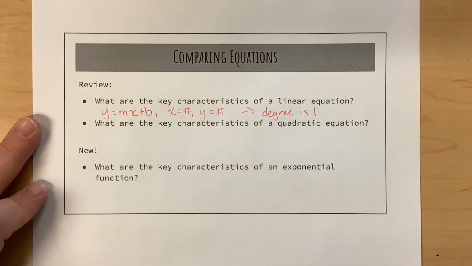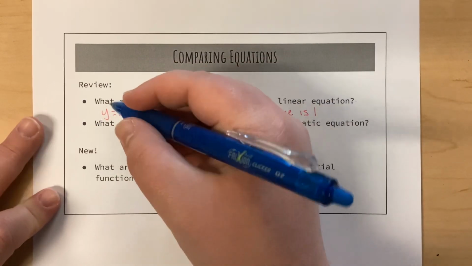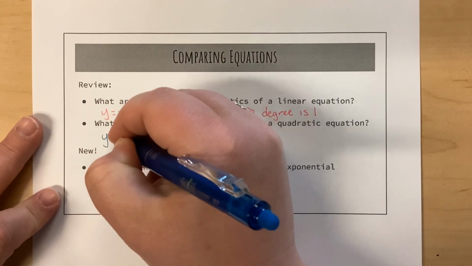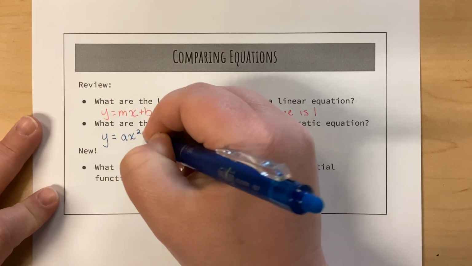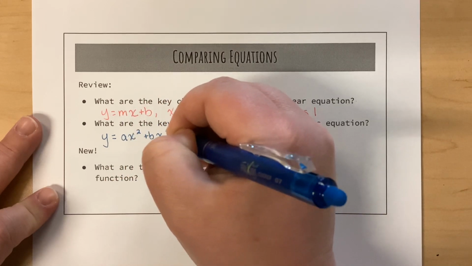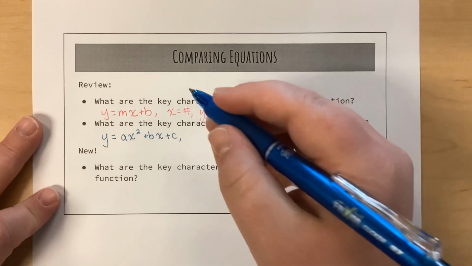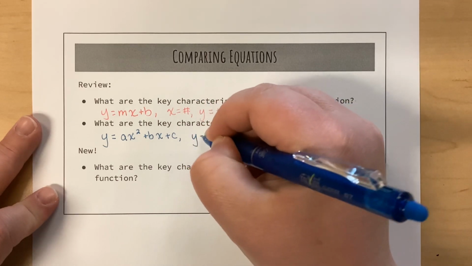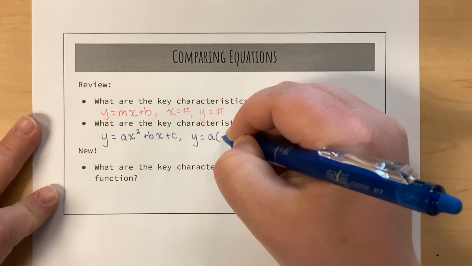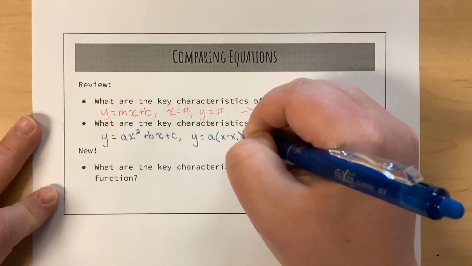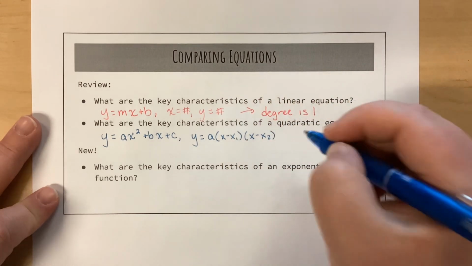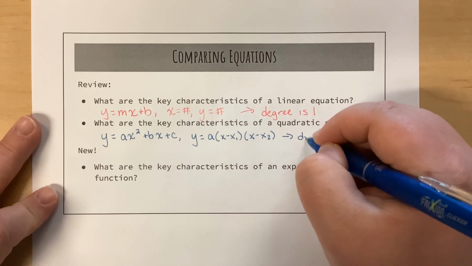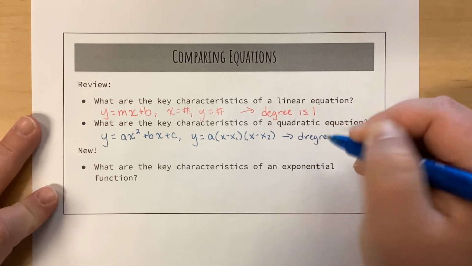Now when it comes to quadratics, it's a little bit different. We had several different types of equations that we've dealt with. Most common was y equals ax squared plus bx plus c. That was standard form, but we also had factored form where you have y equals a times (x minus x1) times (x minus x2). Okay? But no matter what, the degree was 2.